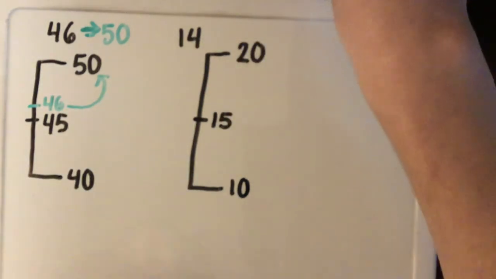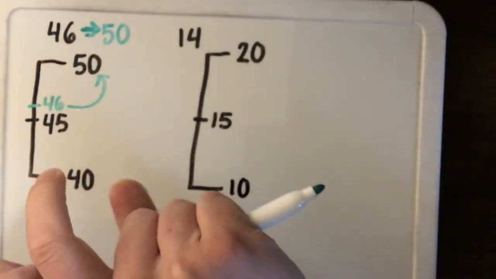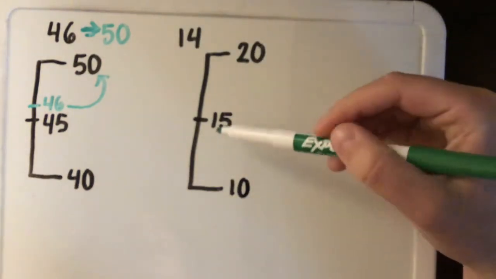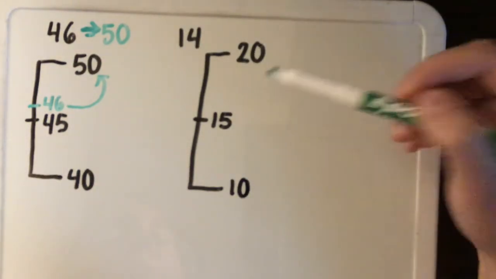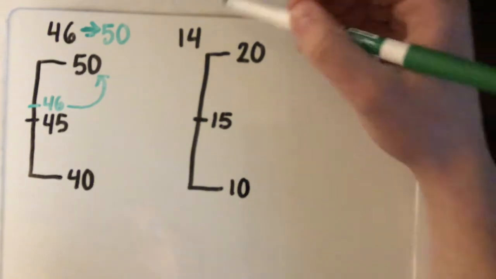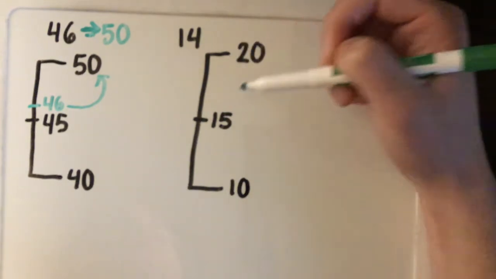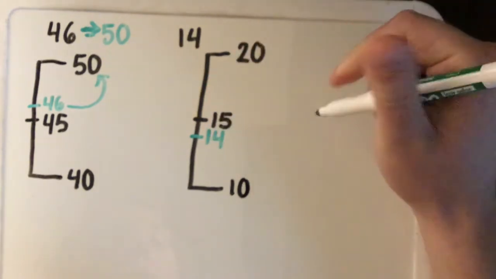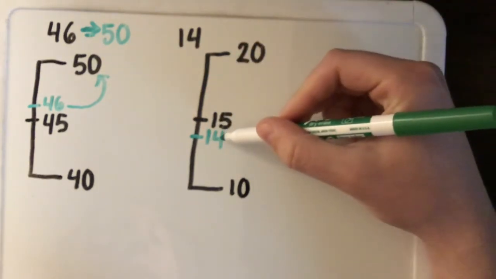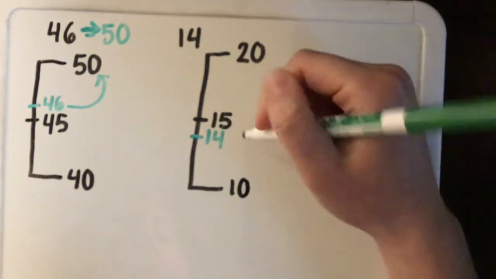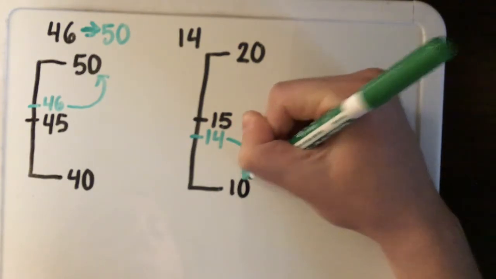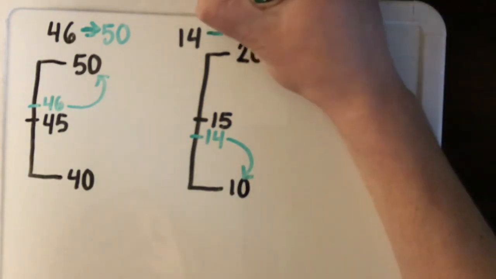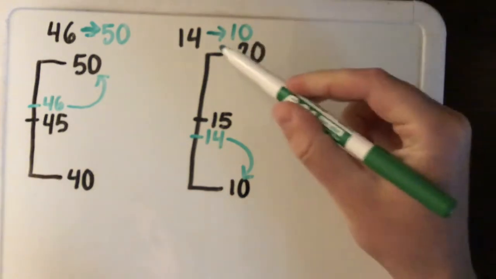And then I want to take my 14 and think about where it would fit in, before my midway point or after my midway point. If I look at 14, I know that's one less than 15, so it would fit in right here. That is before 15 and is closer then to 10. So I would round down to 10. So 14 would round to 10.